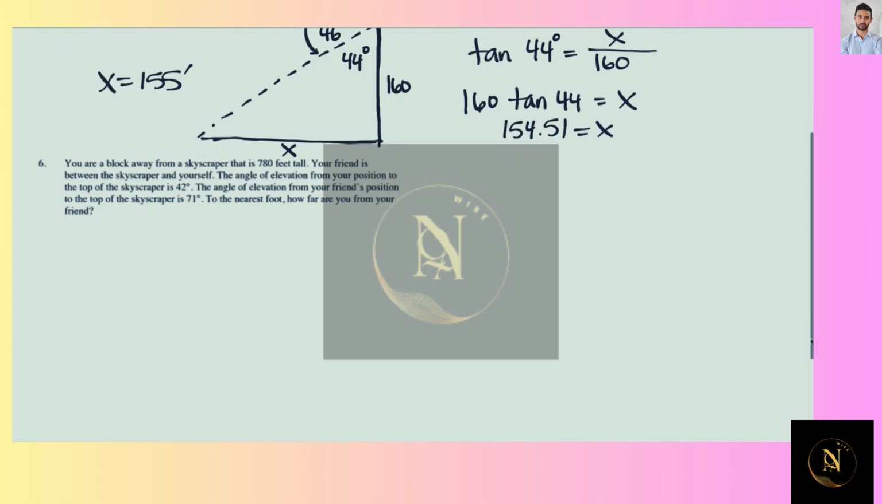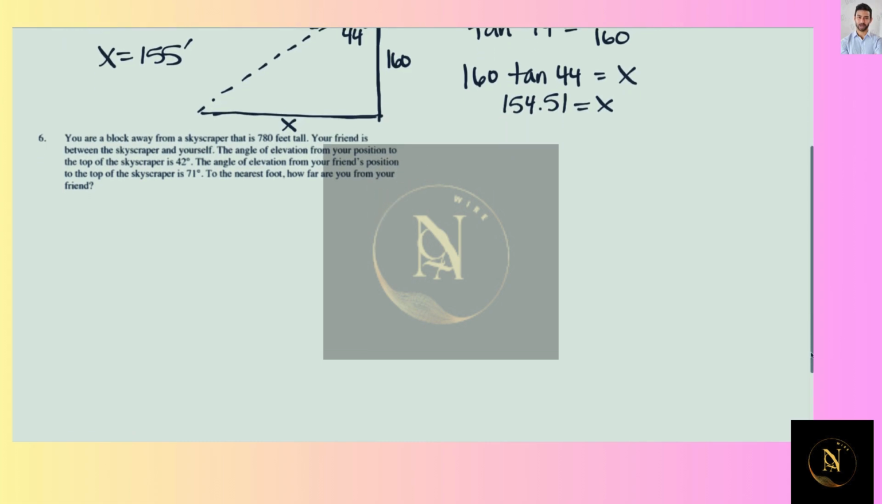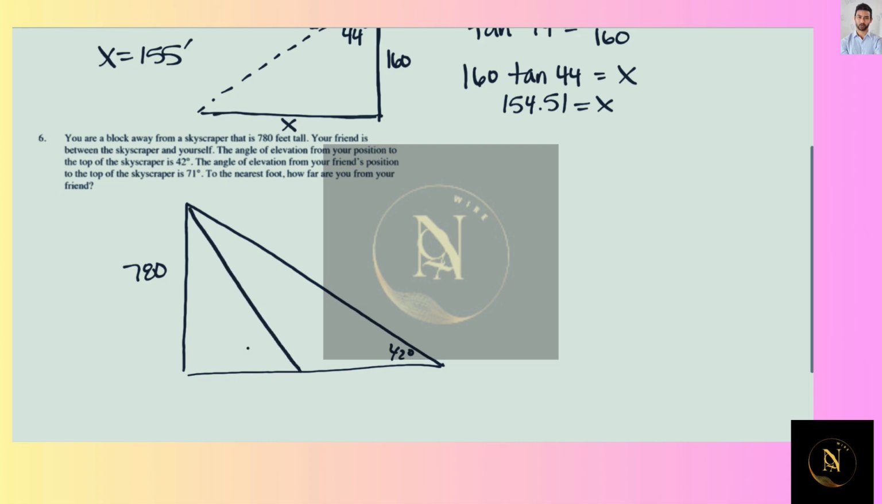Let's see, you are 1 block away from a skyscraper that is 780 feet tall. So this is 780. Your friend is between you and the skyscraper, so we've got our friend, we've got us. The angle of elevation from your position is 42 degrees. So this is 42 degrees. The angle of elevation of your friend is 71 degrees. To the nearest foot, how far are you from your friend?